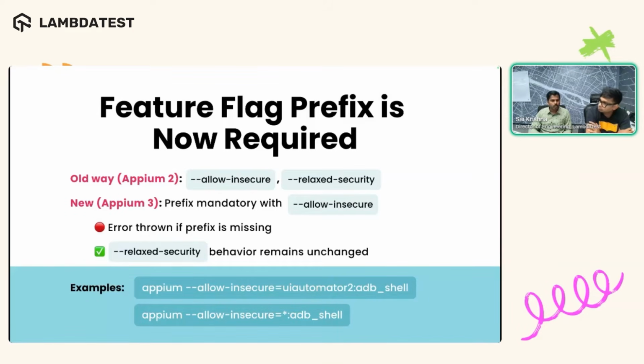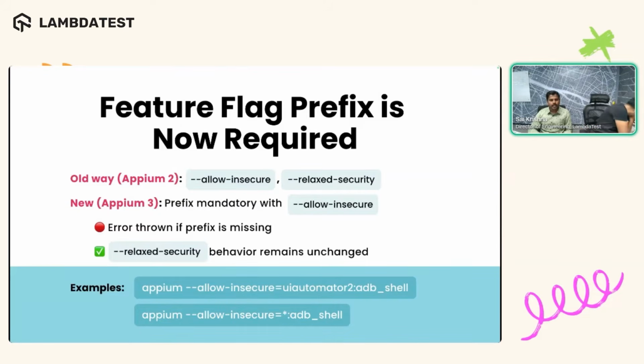And the old way of doing this is hyphen relaxed hyphen security. Similarly, we have something called allow insecure, somewhat quite related, wherein you could enable only part of the feature through allow insecure, which is for insecure capabilities. Appium has certain features that are insecure, but if you are okay to execute them, Appium is happy to execute them. So now we have to use allow insecure.